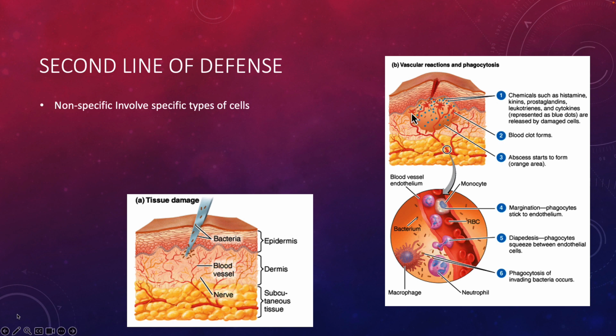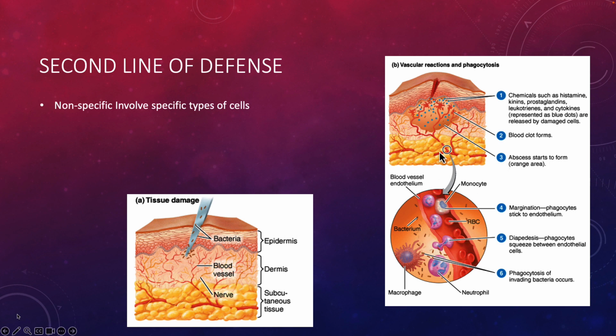The body will also try to form a blood clot. This will sometimes appear as a scab. Your body uses things called platelets to stop bleeding. And if there is an infection, oftentimes you'll start to get a pocket of infection. So you'll have a localized area of infection that is called an abscess.